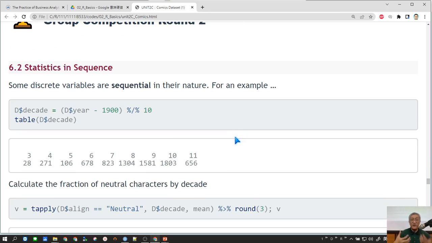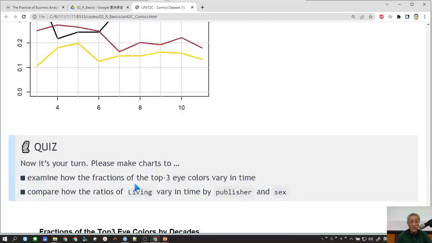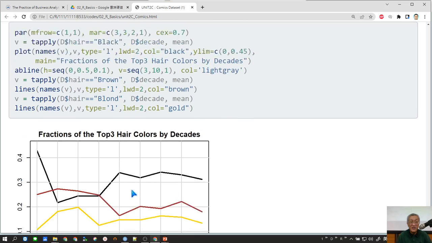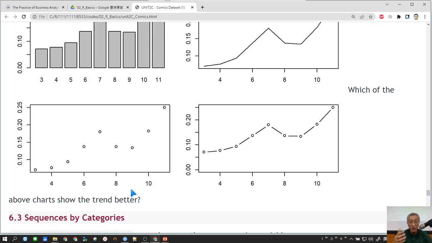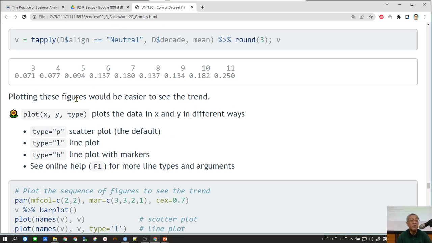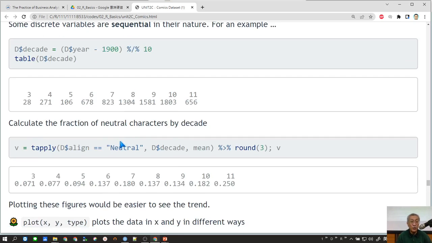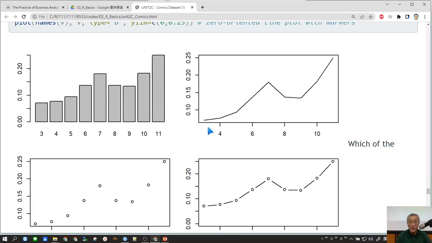Now, because we are behind the schedule already, right? So for the rest, there is still some content here. I'll go through this content very briefly. Now sometimes we want to know the trend. So if we want to know the trend, we will need to use a line plot.